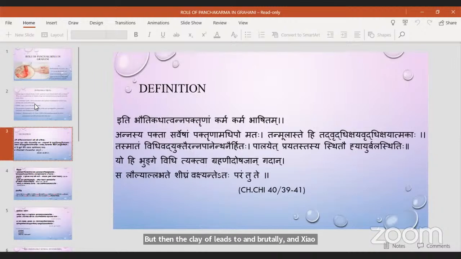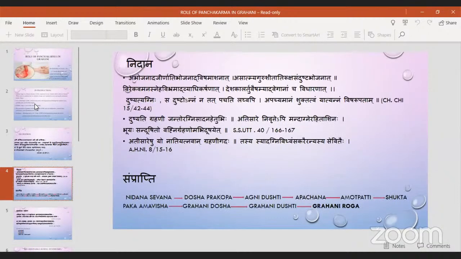Appropriate ahara which is wholesome to the Agni should be taken, because the strength of an individual depends upon the Chaturvidha Agni. Coming to the nidana: adhyashana, abhojana, ajirna bhojana, ati bhojana, vishamashana, ati shita, ushna, ruksha, and improper administration of vamana and virechana. Coming to the samprapti: nidana sevana, dosha prakopa, agni dushti, apachana, amotpatti, shukta paka, ama visha, grahani dosha, grahani dushti, grahani roga.